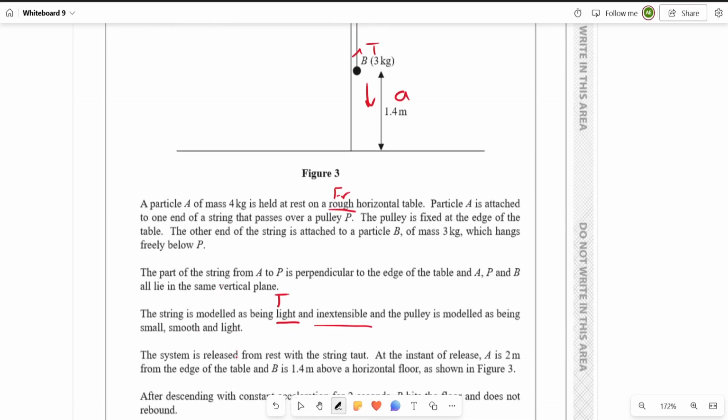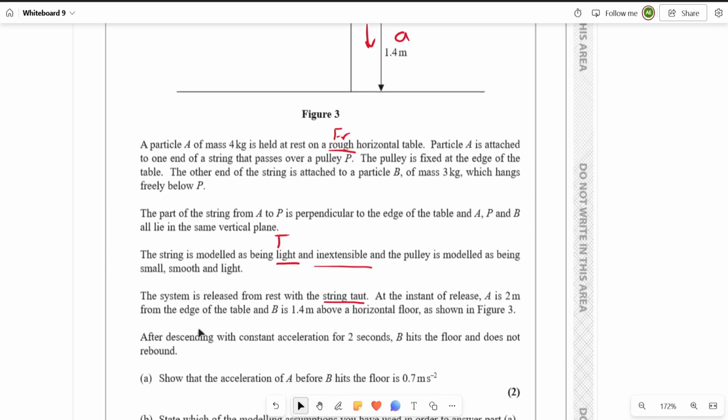So it says that the system is released from rest with the string taut. The string is taut means that it's fully upright, it's not slack. Okay. At the instant of release, A is 2 meters from the edge of the table and B is 1.4 meters above a horizontal floor as shown. After descending with constant acceleration for 2 seconds, B hits the floor and does not rebound.